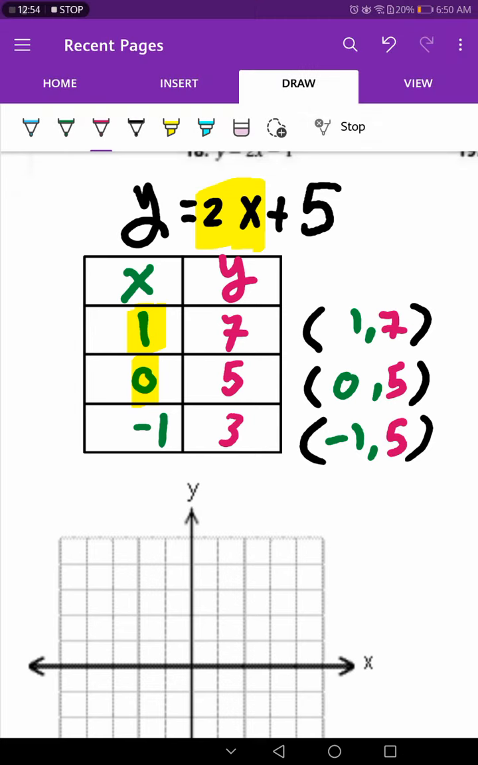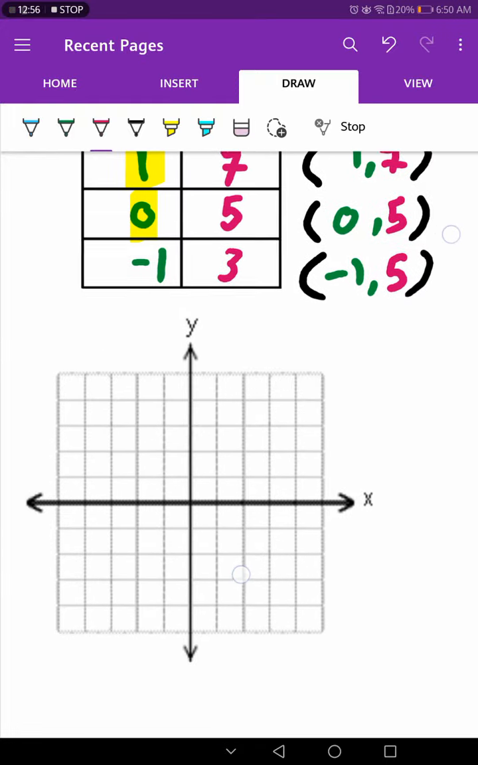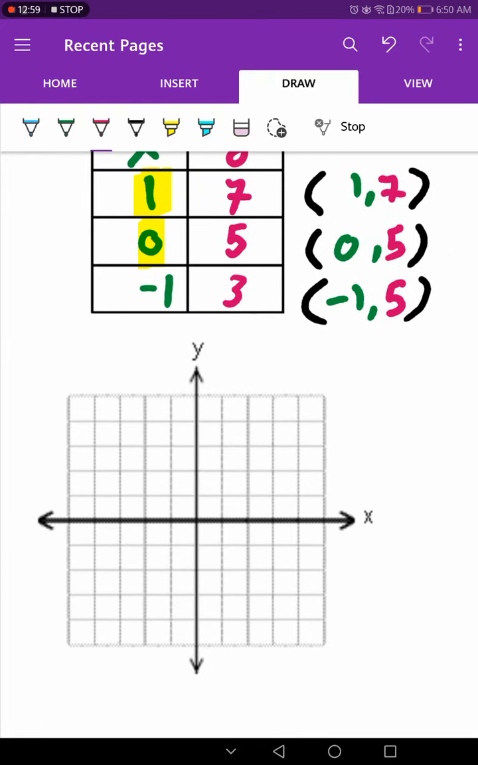Now we plot the ordered pairs in the xy coordinate plane. 1 to the right, 7 up. You like to drink 7 Up or Pepsi, by the way? Yes, like me, I like to drink Pepsi, but don't drink a lot. So 1 to the right, 7 up. 1, 2, 3, 4, 5, 6, 7. So it will be here.